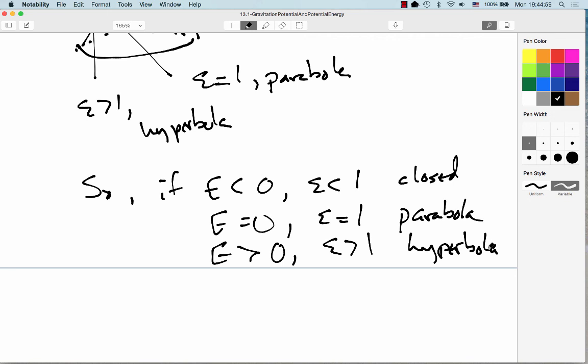Okay, in the next video, we're going to take a look at the case of what if our orbit is almost a circle. And then we'll also take a look at the end, what if our force is repulsive and we get some scattering.